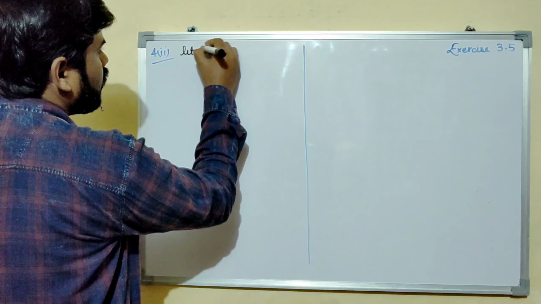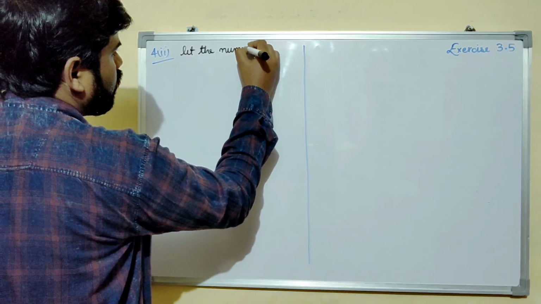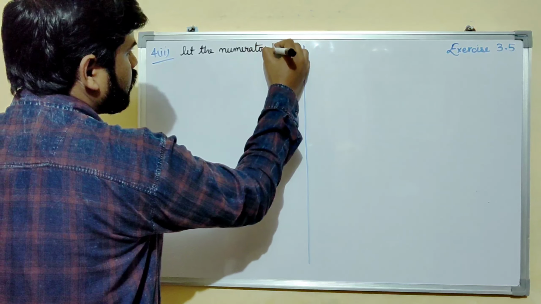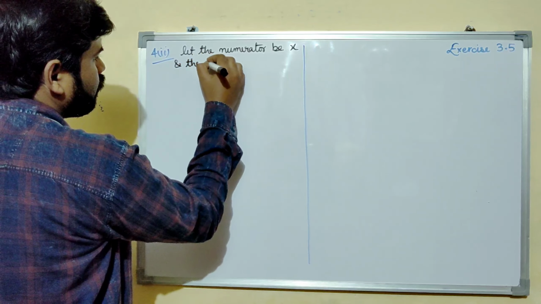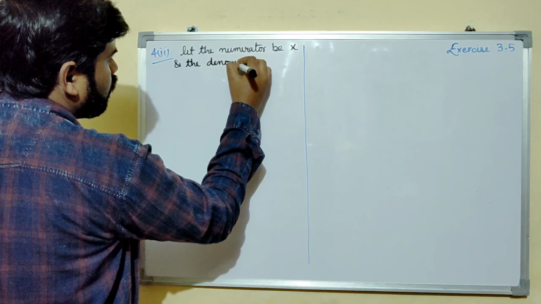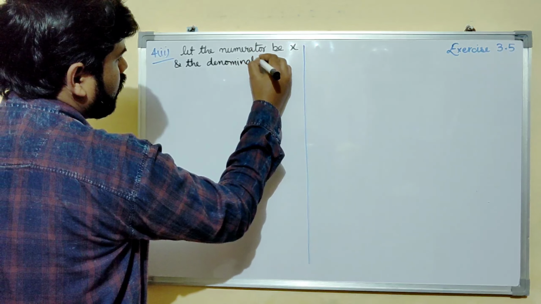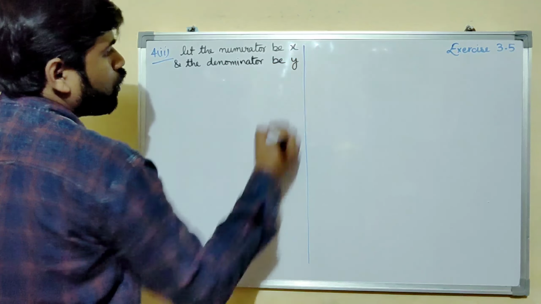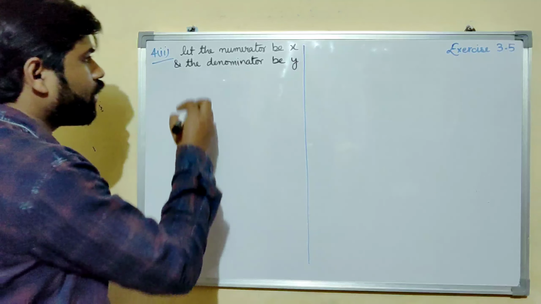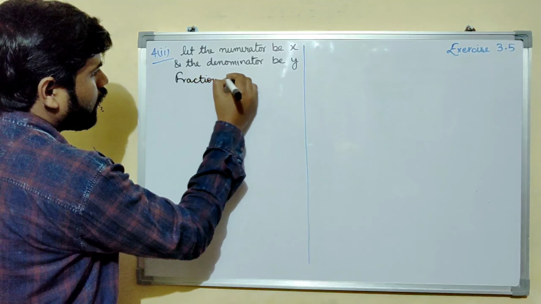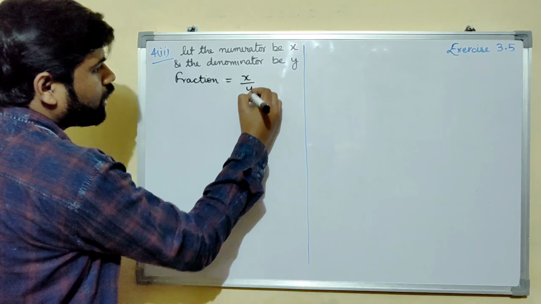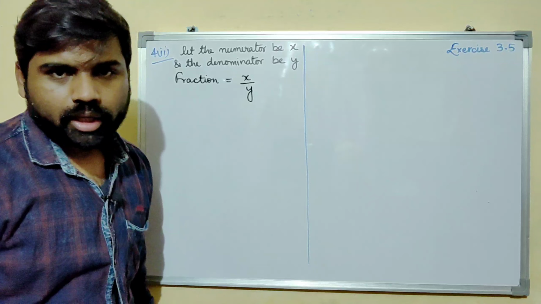Let the numerator be x, okay, and the denominator be y. So what will be the fraction? The fraction will become x upon y. Now read the question once again so as to make the equations.